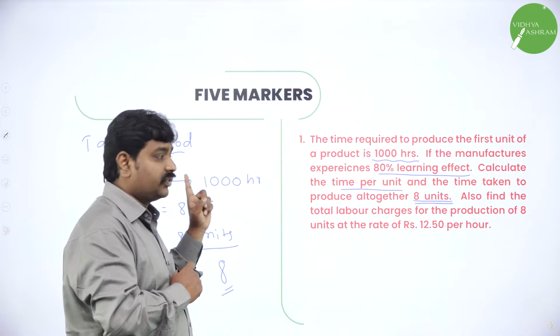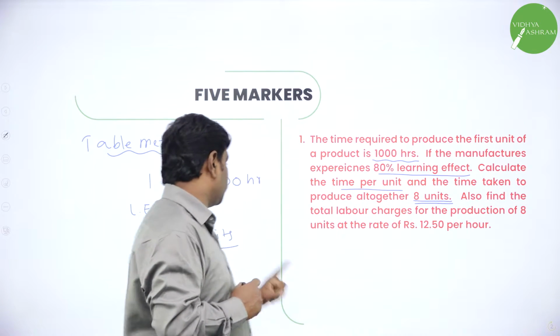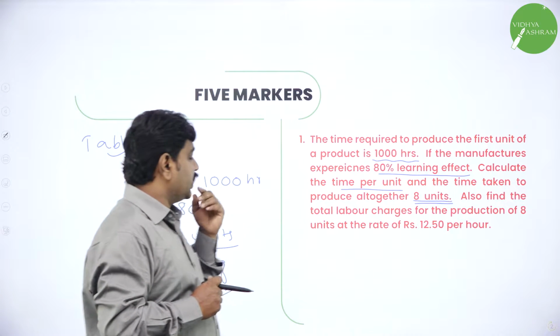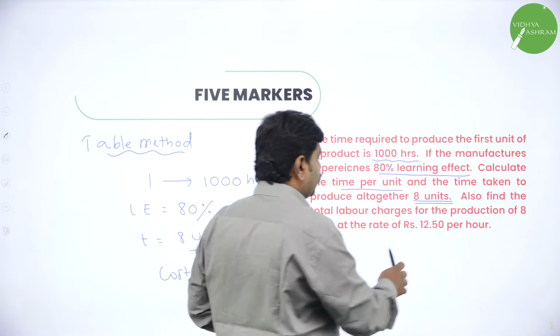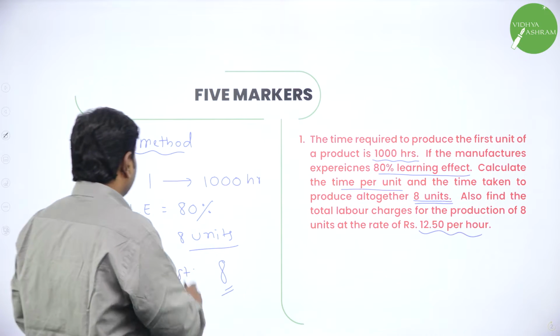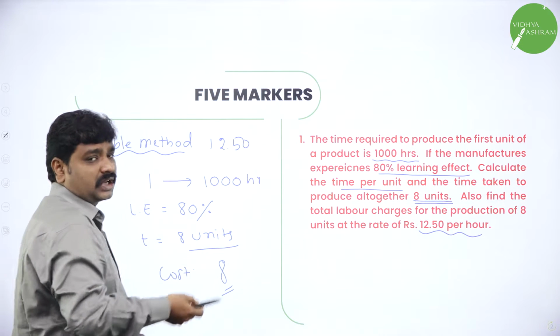1000 hours. Make a note of it. Then learning effect also they will give. What is the learning effect given? 80%. Make a note of it. And they want time taken for 8 units and cost for 8 units. So, cost per hour they give, per hour cost is 12 rupees 50 paise. So, total cost you need to calculate.